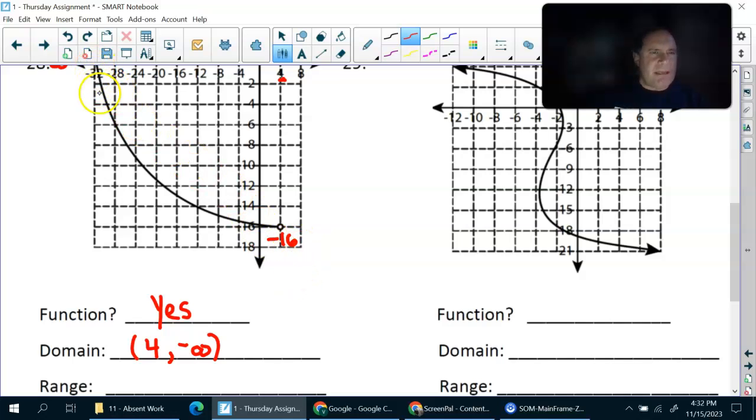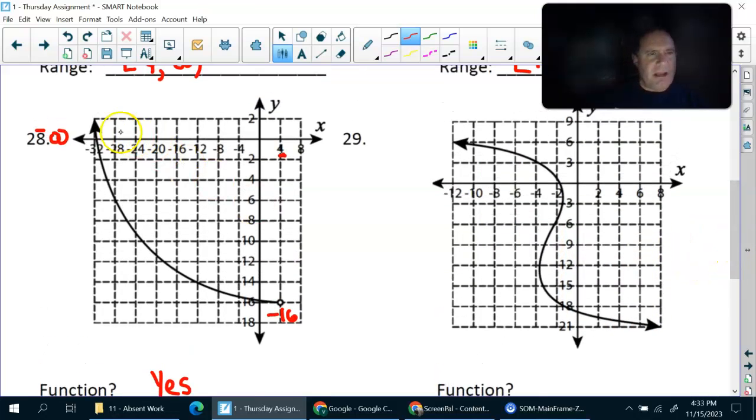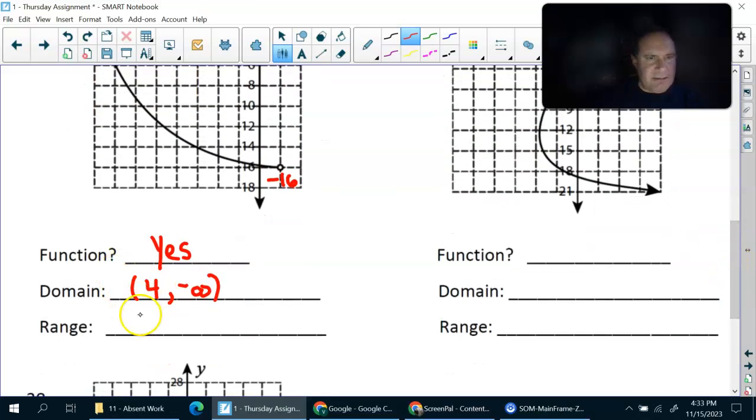And then I went to the highest point of the graph, and let me just raise this up a little bit. The highest point of the graph is positive infinity, right? Because it goes in this direction forever. So just remember, negative 16 has an open circle, so I'll put that back, and then it goes to positive infinity. All right, it's negative 16 to positive infinity.